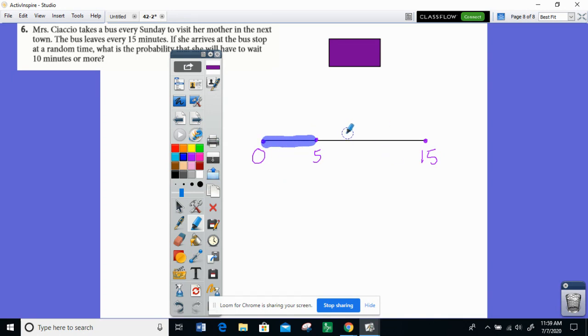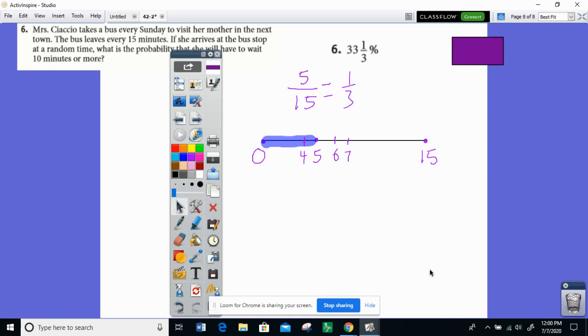to here. Because if she arrives here, let's say at the 6-minute mark since the last bus came, well, then this will just be a 9-minute wait, right? If she arrives here, then this will be an 8-minute wait. But if she arrives here, then this will be an 11-minute wait. So out of the total 15 minutes that she could wait, 5 of those minutes represent her waiting 10 minutes or more. So 5 divided by 15 reduces to 1/3, which is 33 1/3%.